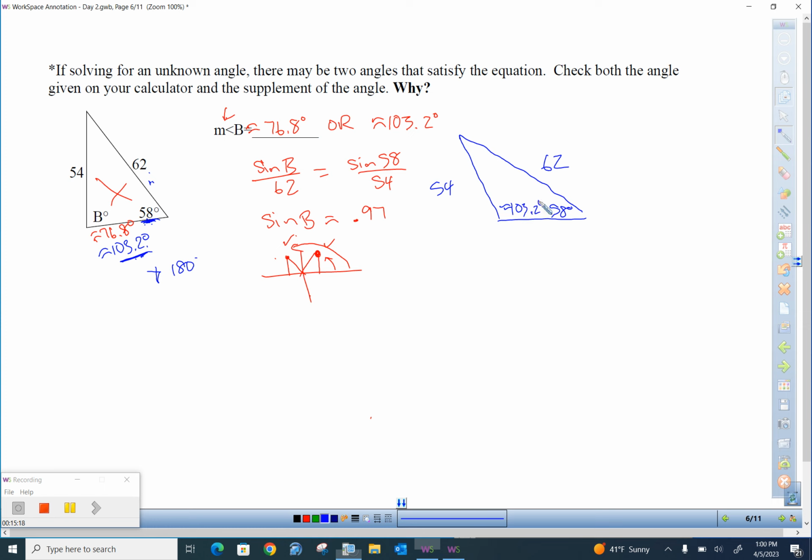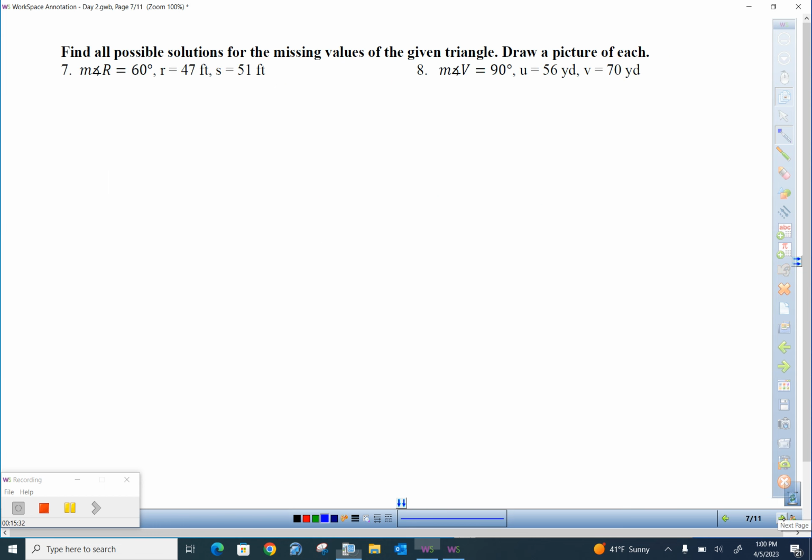Okay? So we're going to check the angle and its supplement every time that we're solving for a missing angle. It won't always work, but we'll always try it. Okay, so let's look at this next one.